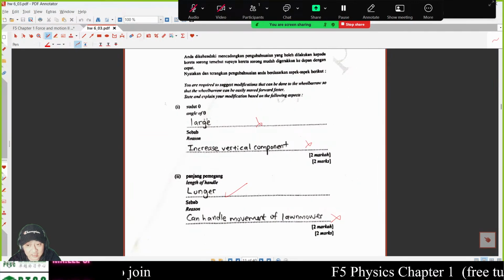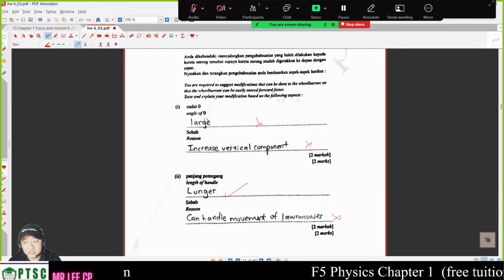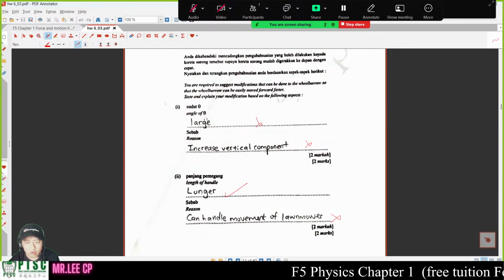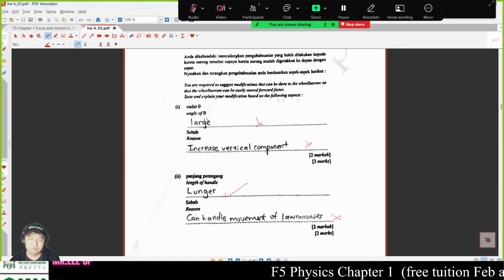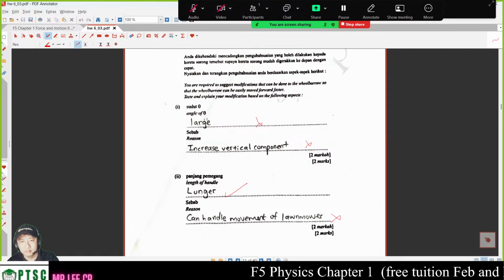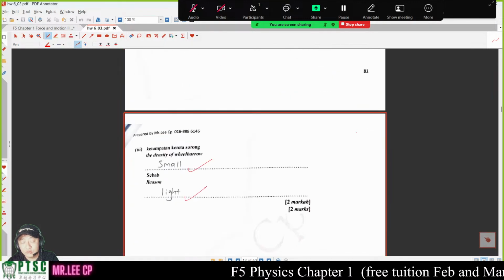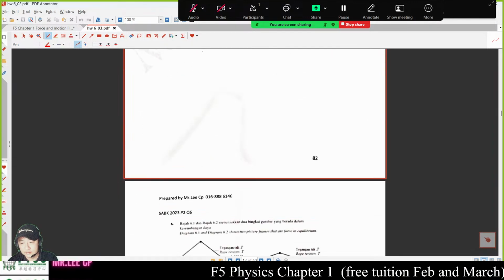Larger angle wrong, so increase the vertical component, meaning you press down more. Okay, you want to move forward.